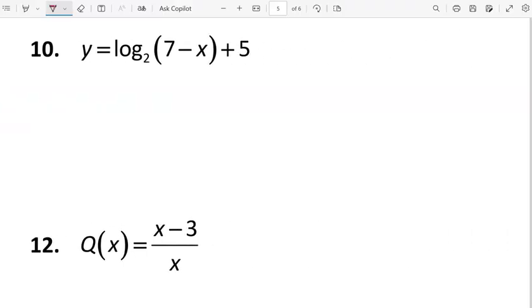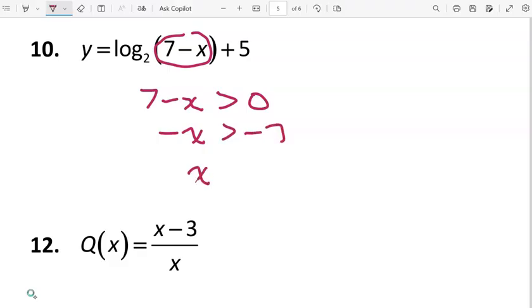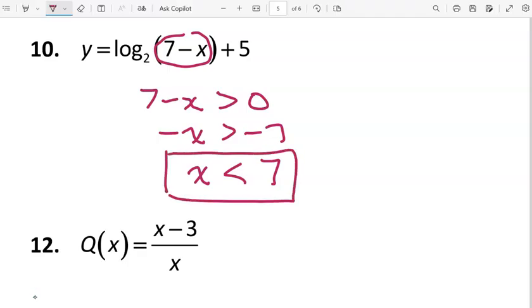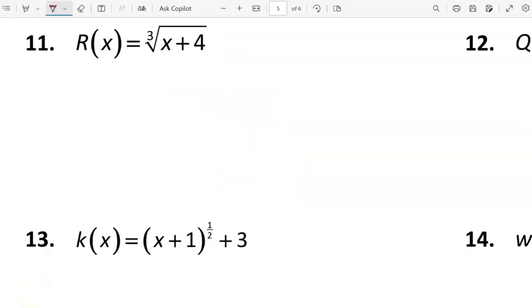In number 10, I do see a problem operation that is a logarithm. The inside of a logarithm, 7 minus x, has to be a positive number, so it must be greater than 0. If I subtract 7 from both sides and divide by -1, changing the direction of the inequality, x is less than 7 is the domain of this function. In number 11, I don't see any division, I don't see any even roots, this is an odd root, and I don't see any logarithm. So an odd root is defined for all real numbers, therefore the domain of this function is all real numbers.